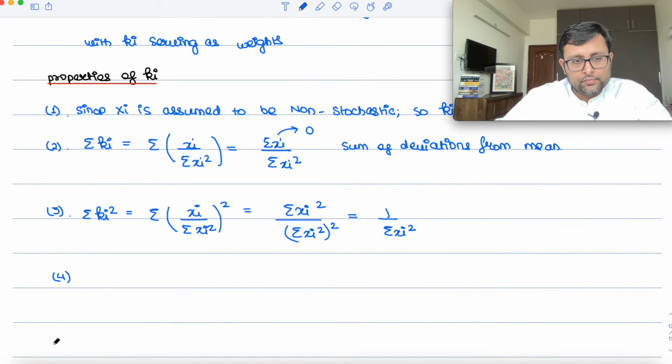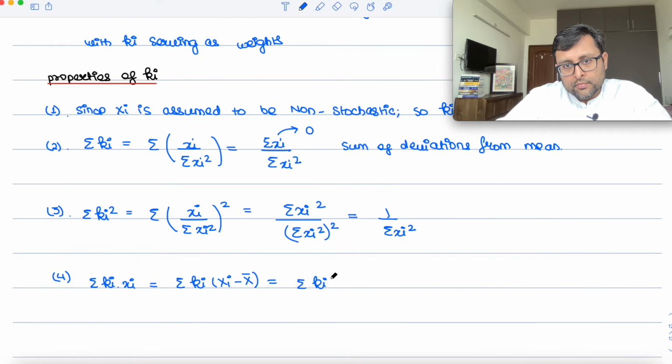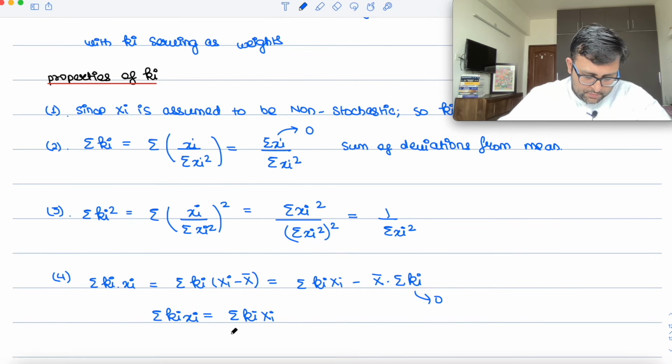And fourth, summation of ki small xi, which is summation of ki into xi minus x bar. That is summation of ki capital Xi minus x bar summation of ki. But summation of ki is equal to 0, that's what you have seen, right? So what is it that you know till now? That summation of ki small xi is equal to summation of ki capital Xi. Very well, right?